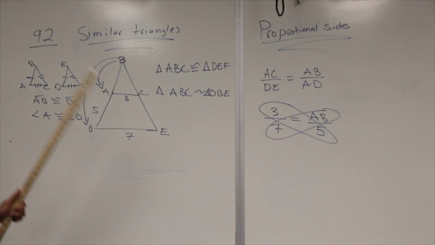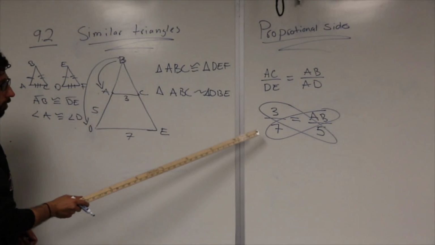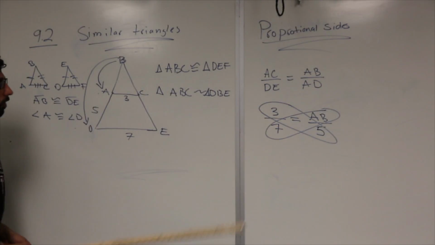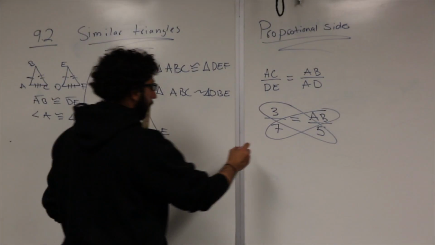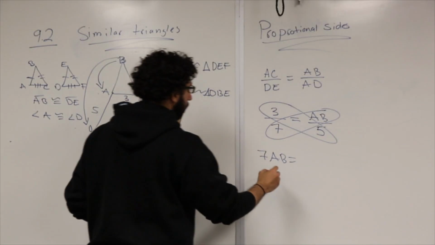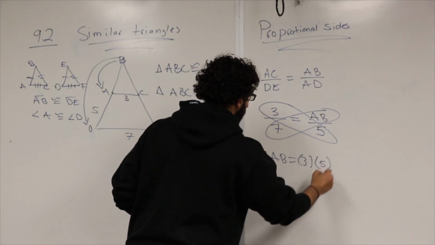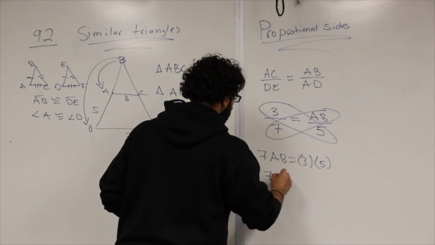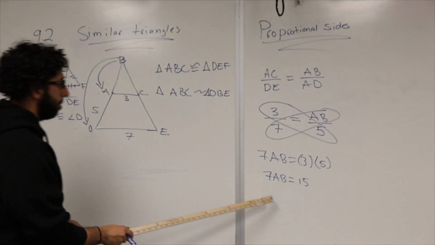Now, that's not too crazy. All I did was circle AB and 7 and 3 and 5. What happens now is I'm going to put 7 AB is equal to 3 multiplied by 5. So 7 AB is equal to 15. Okay?